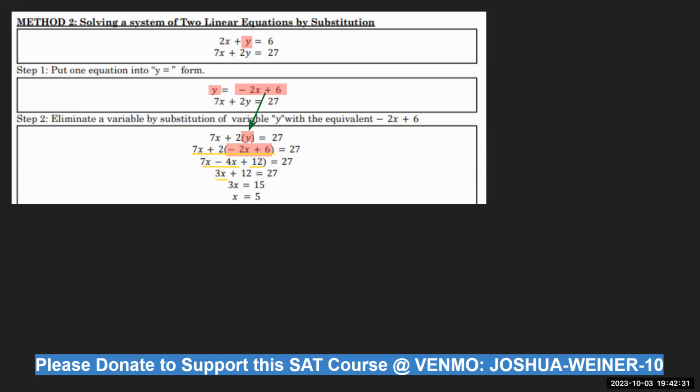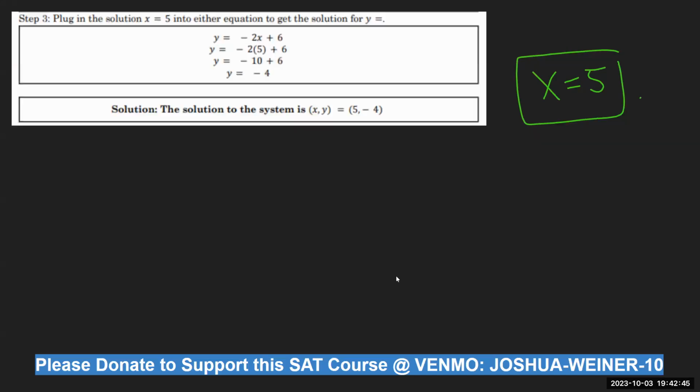Once you solve for the variable here, we use the substitution. We'll write down x equals 5, hold it there, and then we can go to either equation and again plug in to get the value for y. Here, use the equation as isolated.